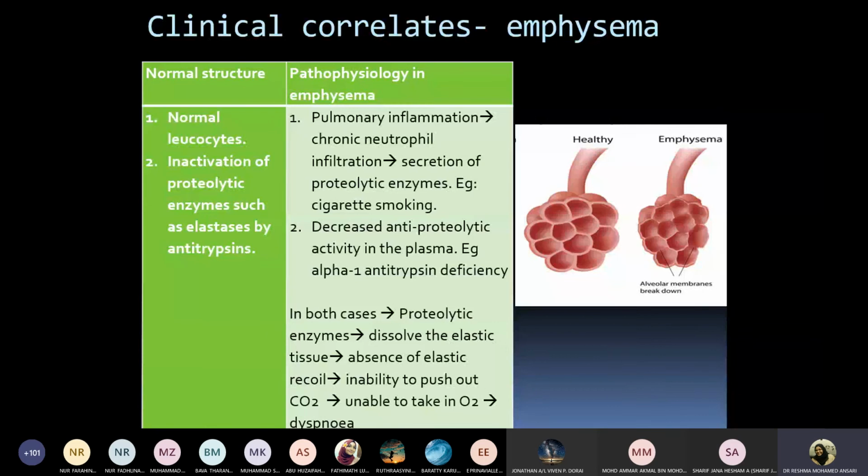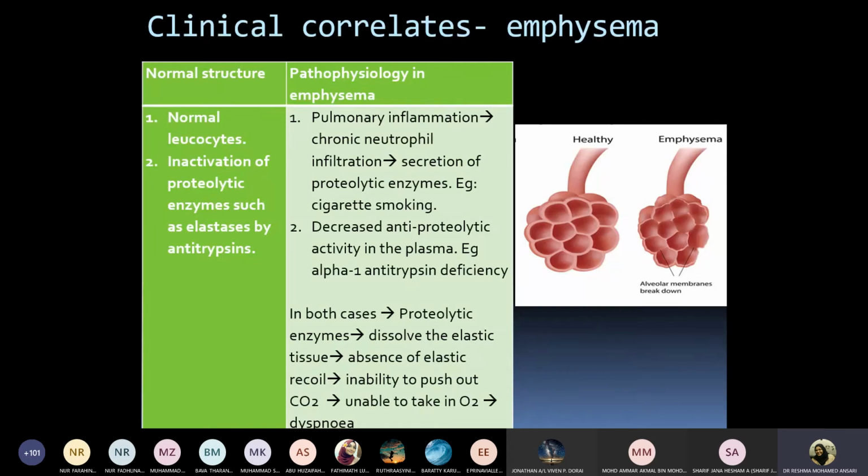The last part would be emphysema. Emphysema is basically where you have normal leukocytes, or WBCs, and also enzymes, proteolytic enzymes which remove protein, balanced by antitrypsins. Emphysema is chronically seen in a smoker. The lung is in a state of chronic inflammation, so we call it pulmonary inflammation.